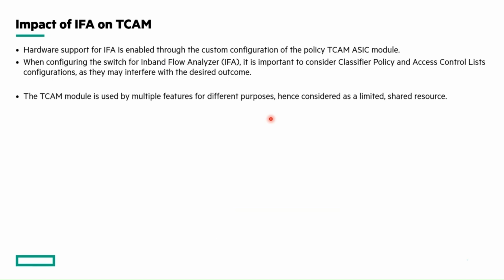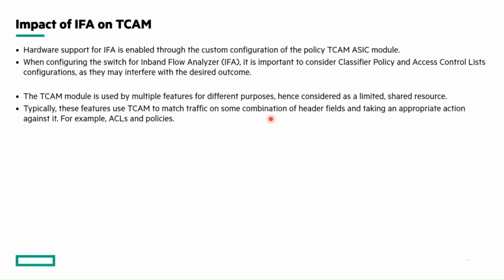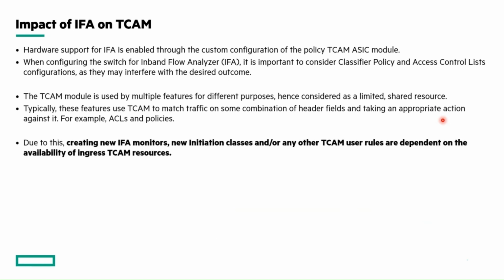As the TCAM module is used by multiple features for different purposes, usually for routing details and other traffic-based features, it is considered a limited shared resource. These kinds of features use TCAM to match traffic on some combination of header fields and take an appropriate action against it. These features include ACLs or policies. Due to this, creating IFA monitors, new initiation classes, and any other TCAM user rules are dependent upon the availability of ingress TCAM resources.